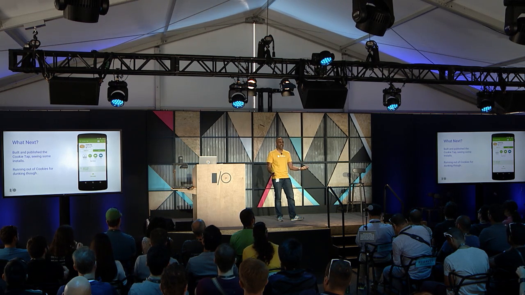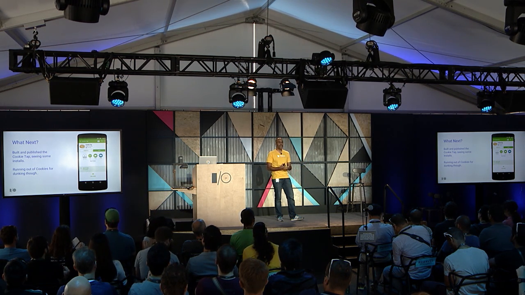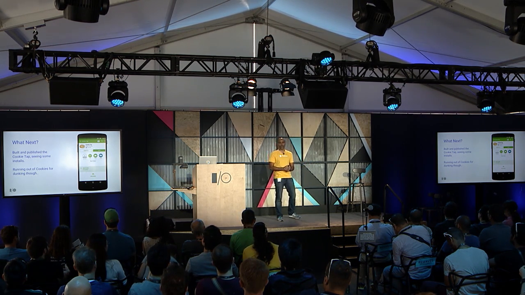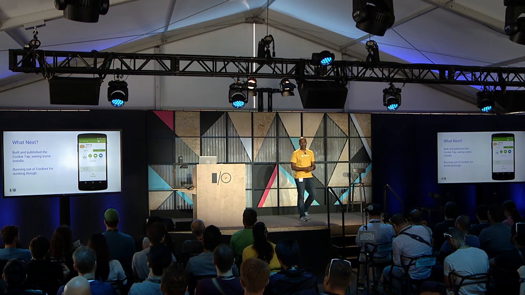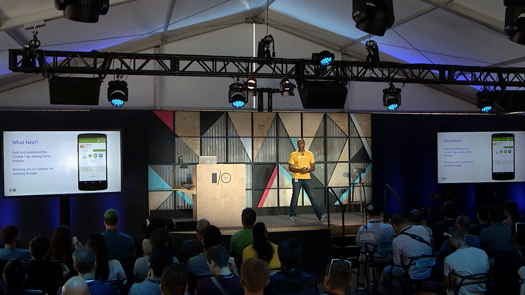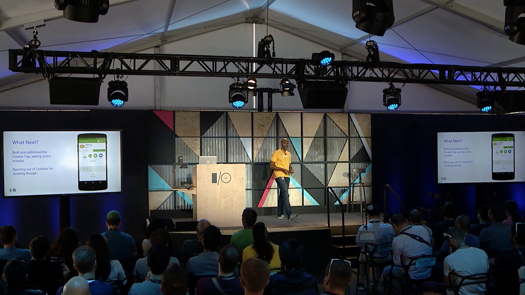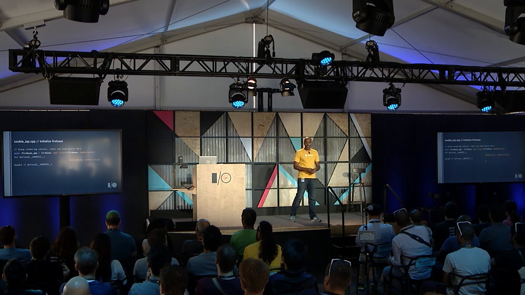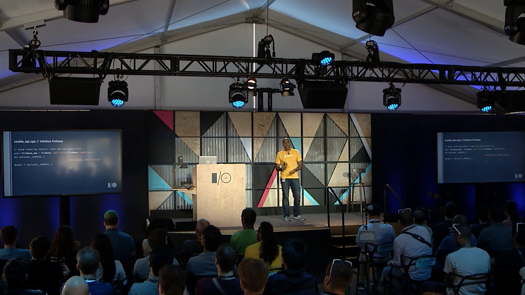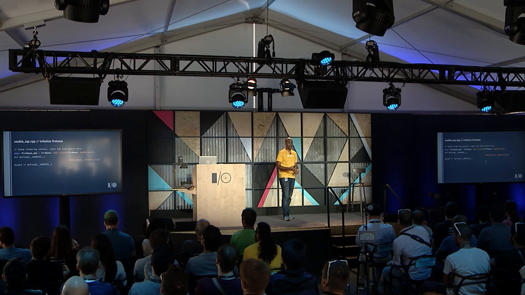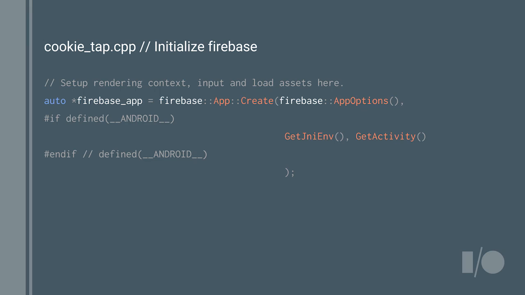No one is going to pay to download my cookie tapping app, even though it's obviously the most awesome game out there, right? They're not going to pay for just tapping a cookie. So perhaps I could earn some money through some advertising. So what do we need to do? The first thing we need to do is just initialize Firebase. It's pretty much one line of code. There's some conditional code in there for Android because Android is Android.